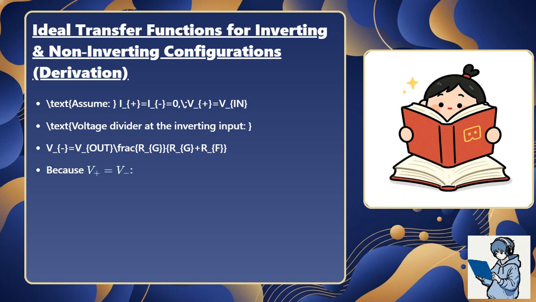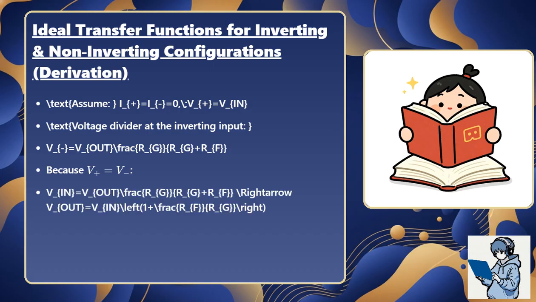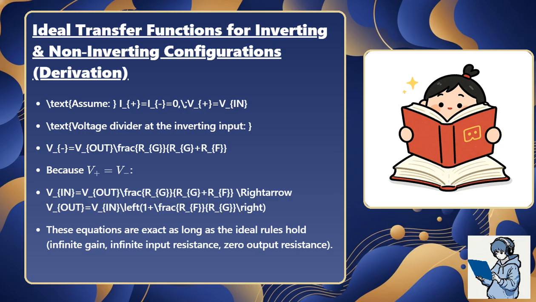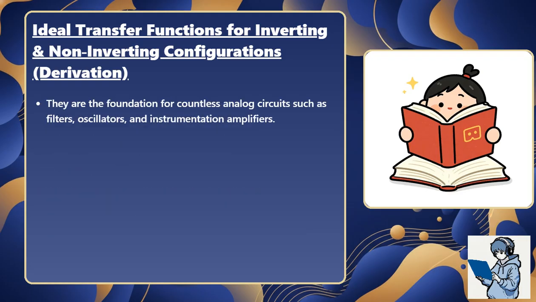Because V plus equals V minus, V in equals V out times R sub G divided by (R sub G plus R sub F), which implies V out equals V in times (1 plus R sub F over R sub G). These equations are exact as long as the ideal rules hold: infinite gain, infinite input resistance, zero output resistance. They are the foundation for countless analog circuits such as filters, oscillators, and instrumentation amplifiers.